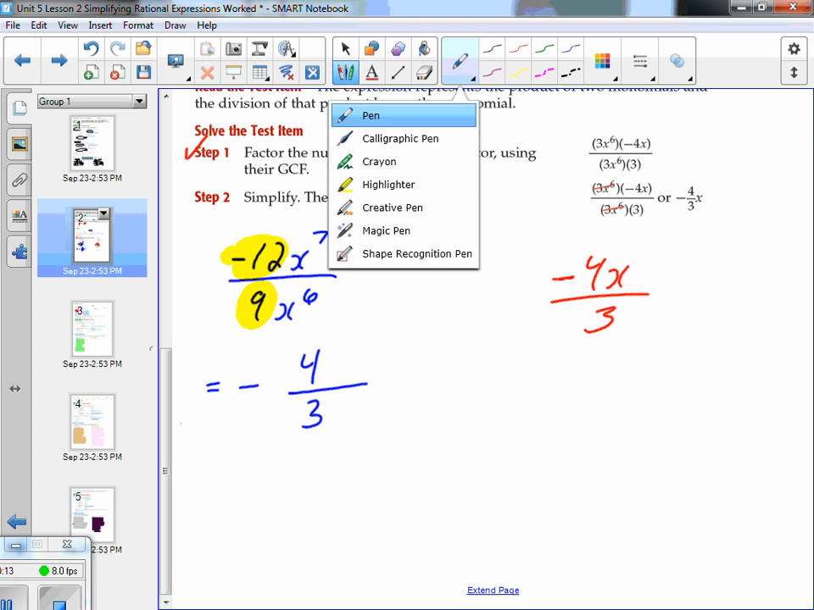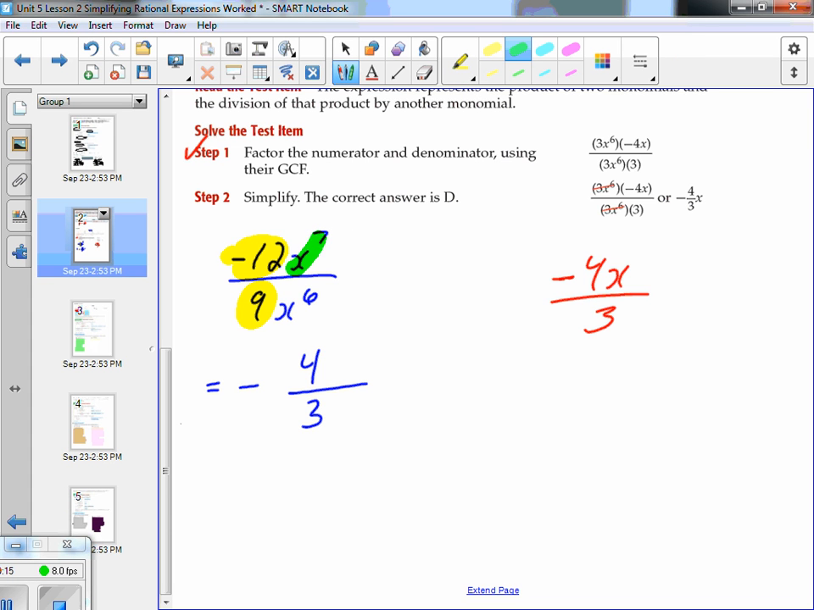Then I'm going to look at the x's. And I'm going to say, all right, I've got an x to the 7th and an x to the 6th. I can divide x to the 6th into both of those, can't I? X to the 6th divided by x to the 6th is 1, so in effect it's gone. And then x to the 7th divided by x to the 6th is just an x, isn't it? So that's probably the way I would go about this.